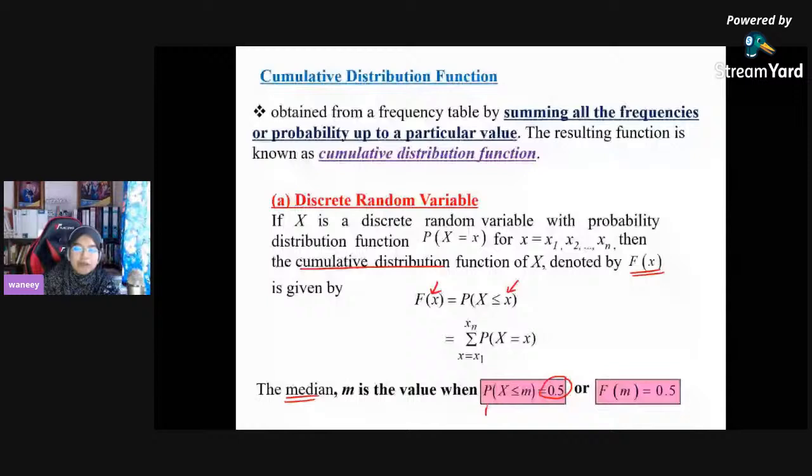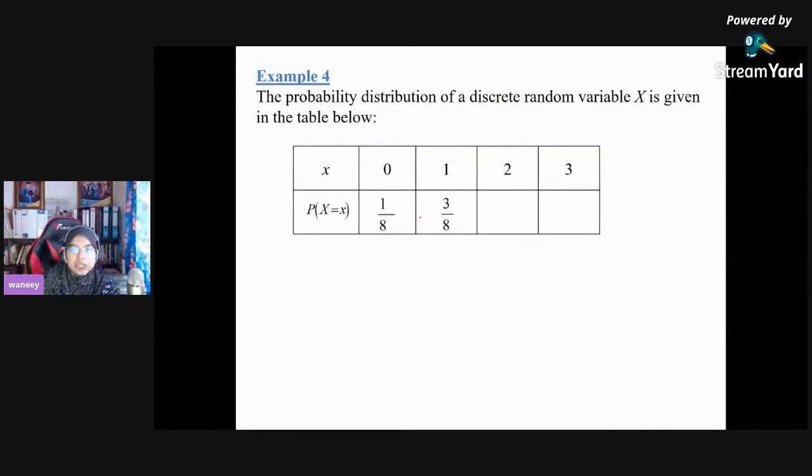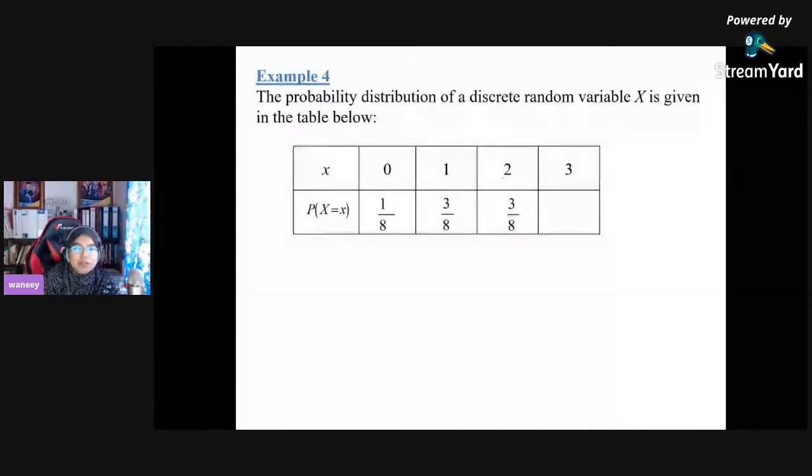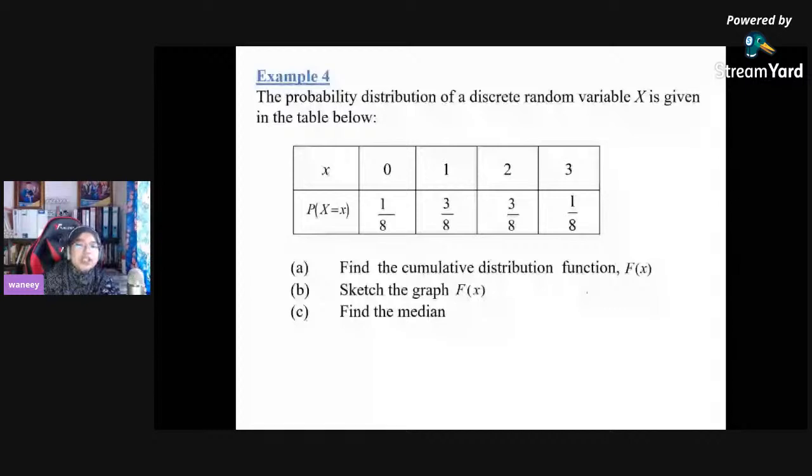Okay, next. The probability distribution of a discrete random variable X is given in the table below. So we have a table over here. These are the probabilities. When x equal to 0, we have 1 over 8. Probability for x equal to 1 is 3 over 8. Probability of x equal to 2 is 3 over 8. Probability of x equal to 3 is 1 over 8. And the question wants us to find the cumulative distribution function, and then sketch the graph for the cumulative distribution function.